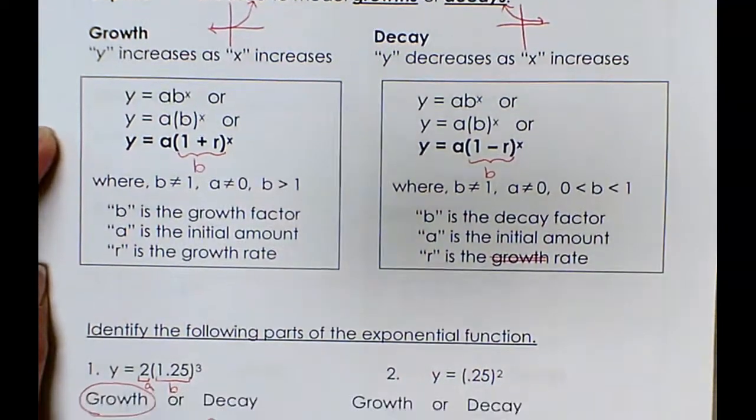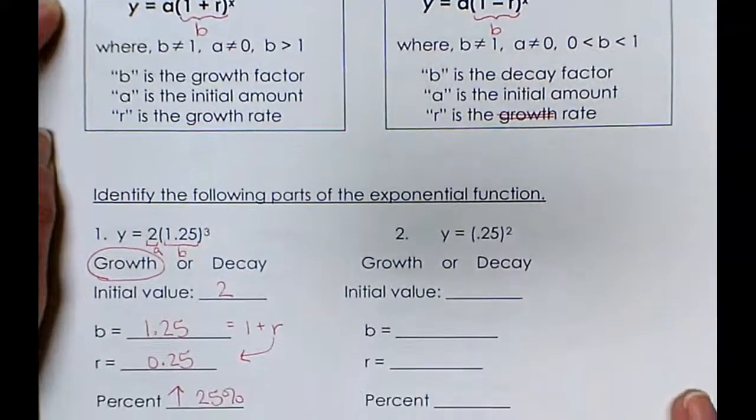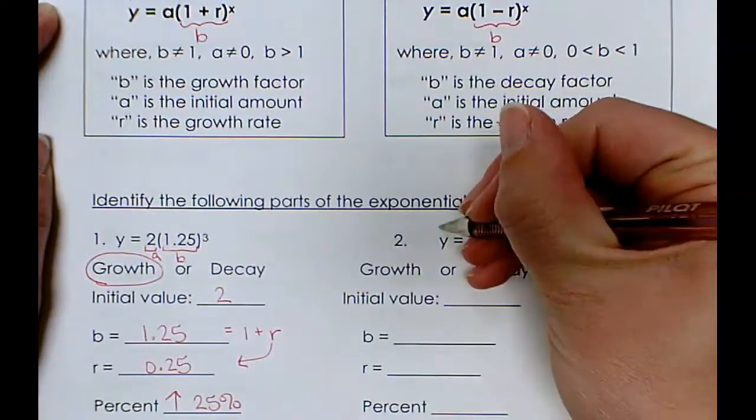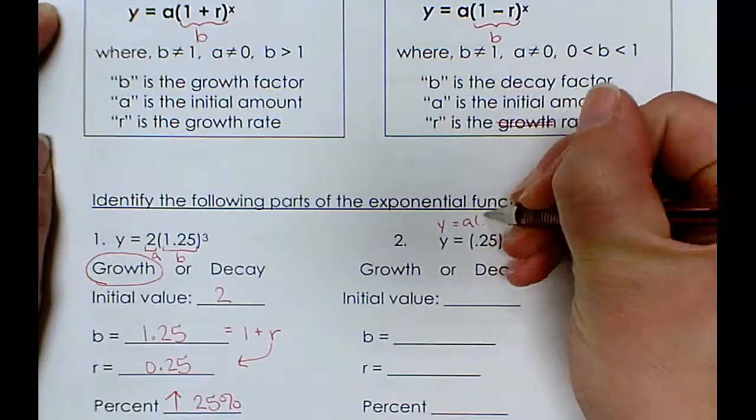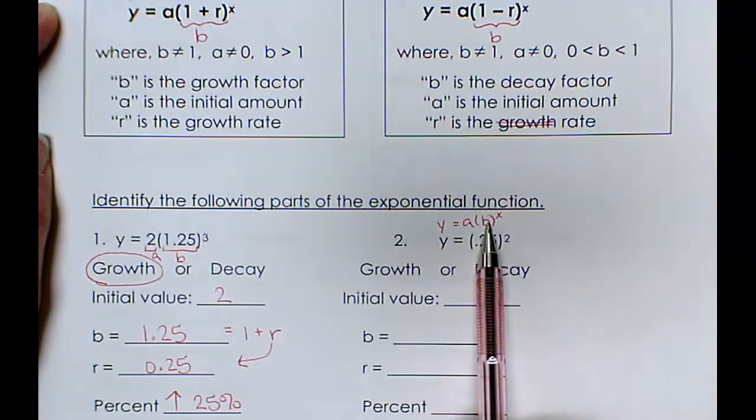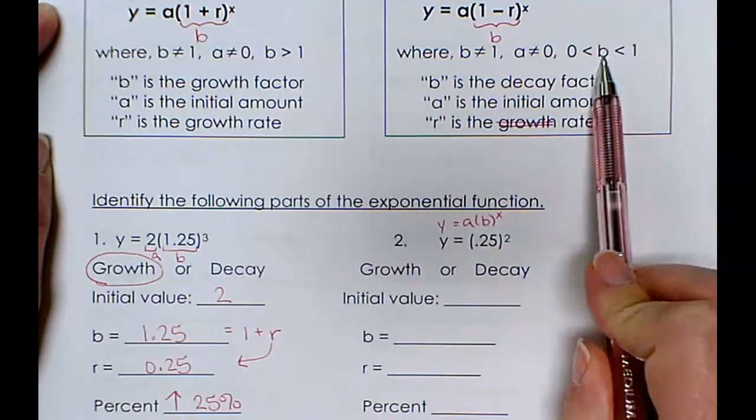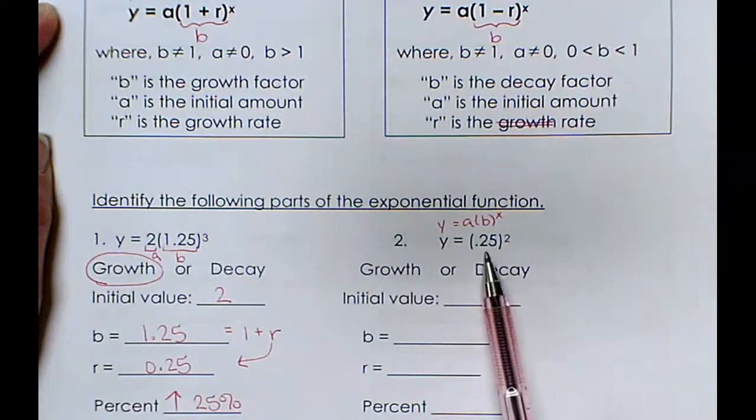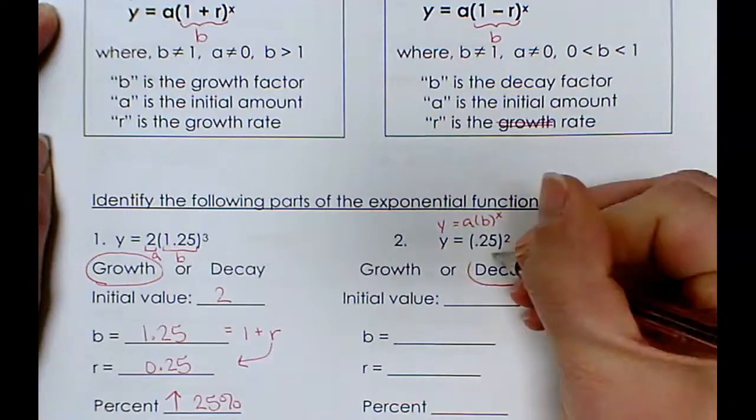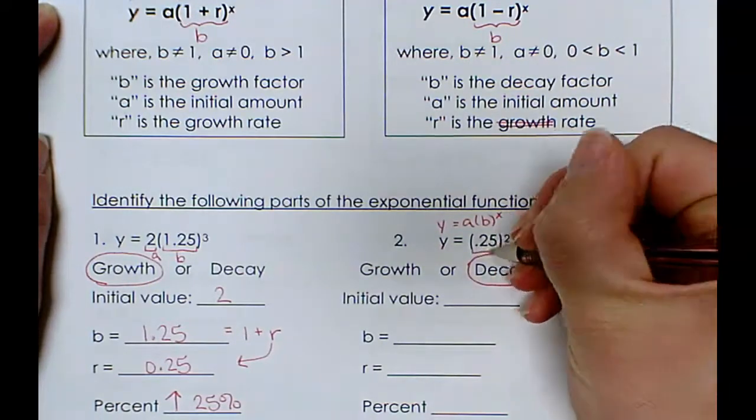So let's look at our second problem. This is modeled by y equals a times b to the power of x. So I need to know if this is modeling growth or decay. Well, I look at my b value. My b value is 0.25. Is that greater than 1 or between 0 and 1? 0.25 is between 0 and 1, so that means that this is exponential decay. It's less than 1. So this is my b value.